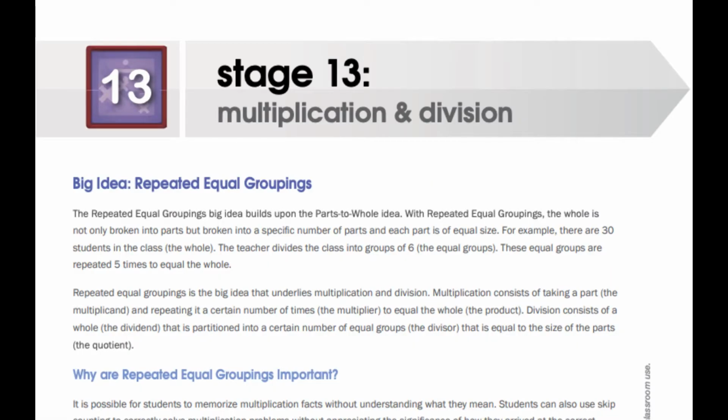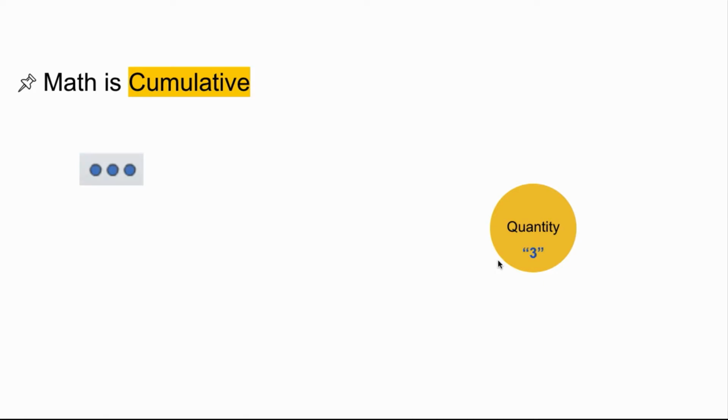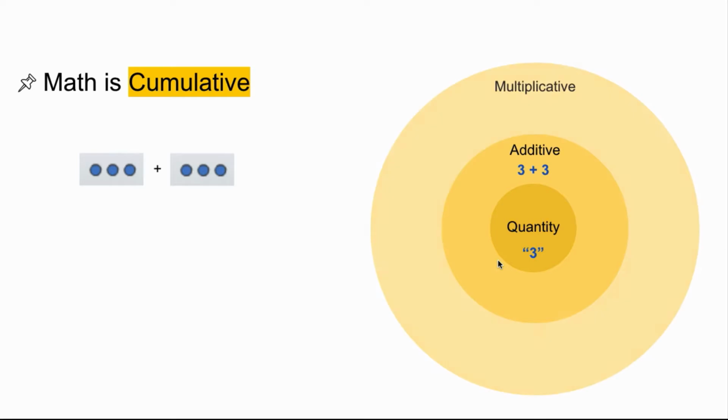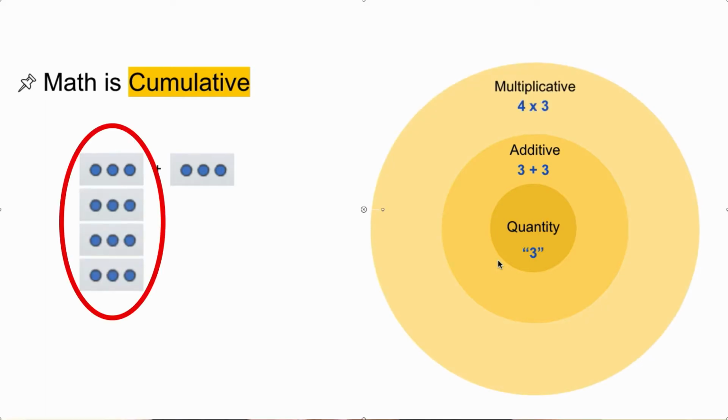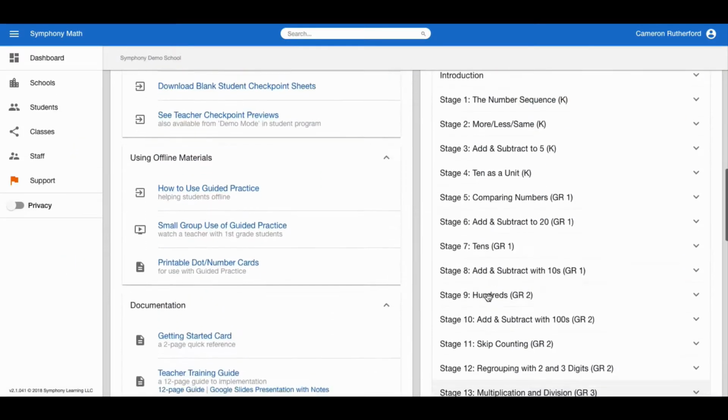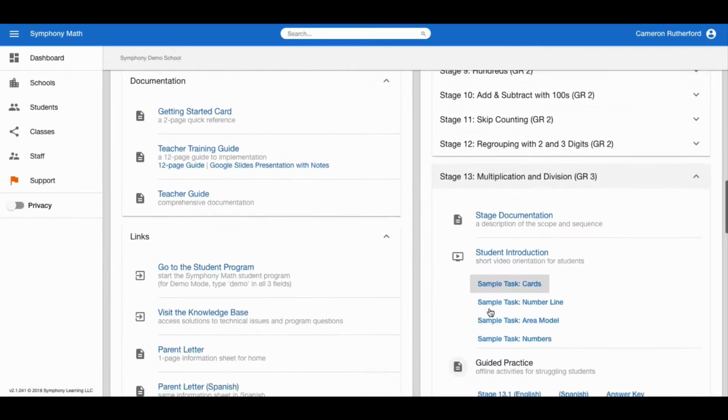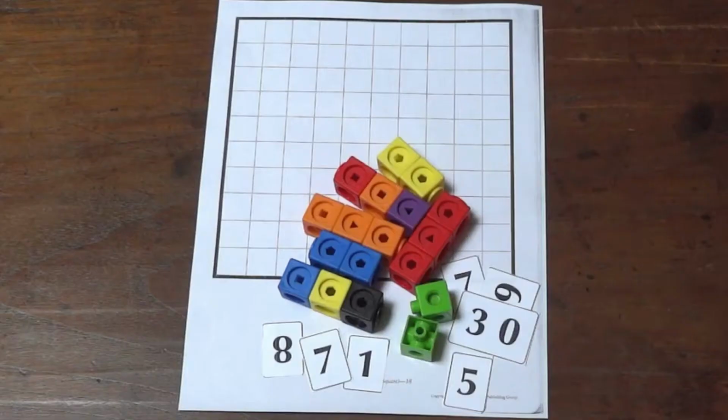Today's content is going to be Stage 13, multiplication. Multiplication builds on parts to whole because now we have repeated equal groupings, so those parts are groups of the same size, equal size. And this multiplicative relationship is the underpinning of our entire place value system. Our whole numbers and decimal numbers are all built upon this. You can find out more about repeated equal groupings if you look at the stage documentation in Stage 13 in Symphony Math Scope and Sequence.